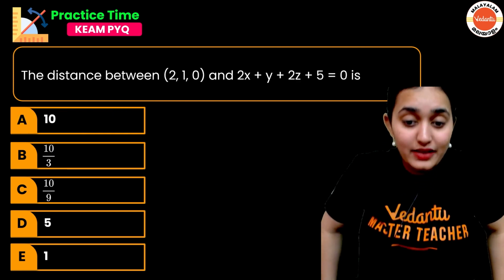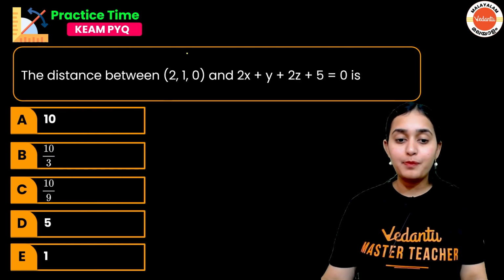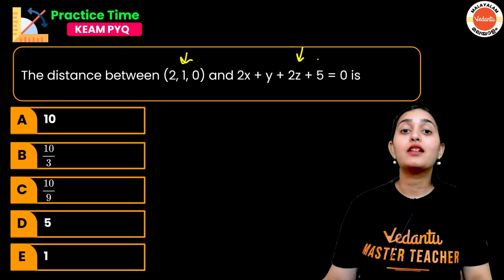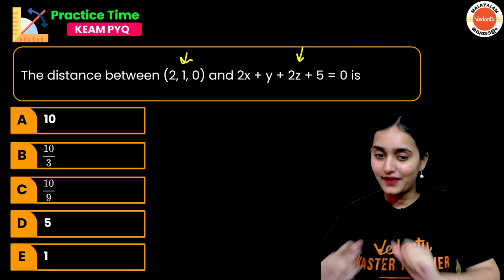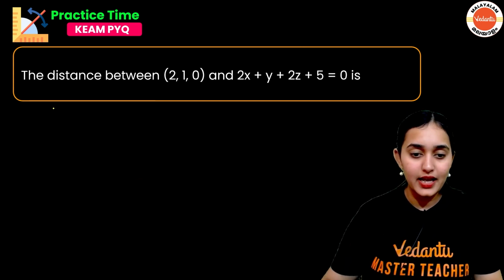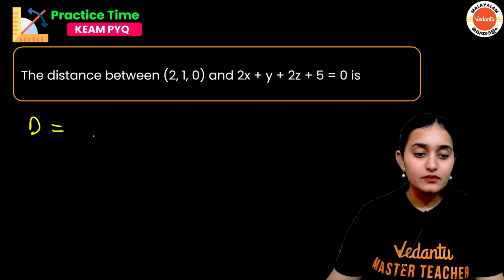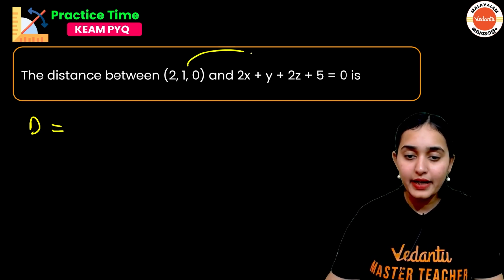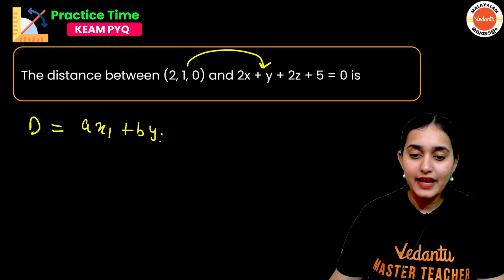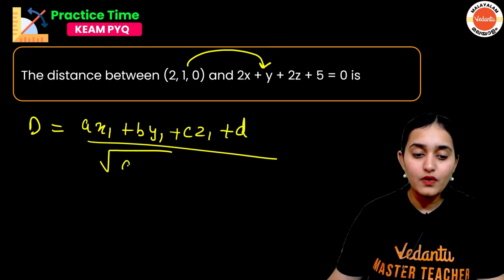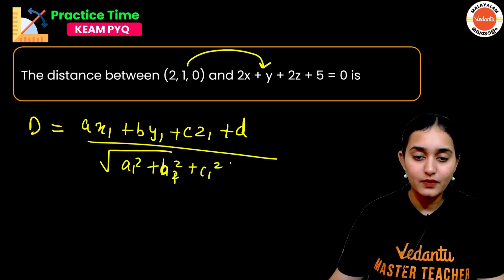Okay. Next question. What is the distance between this point and this plane? Remember distance. How to find out distance between a point and a plane? We have learned the distance formula is simply, put this point in this plane. Okay. So it is basically what? A into your x1, B into y1, C into z1 plus D upon root over a1 square plus a2 square plus b1 square plus c1 square, like that.